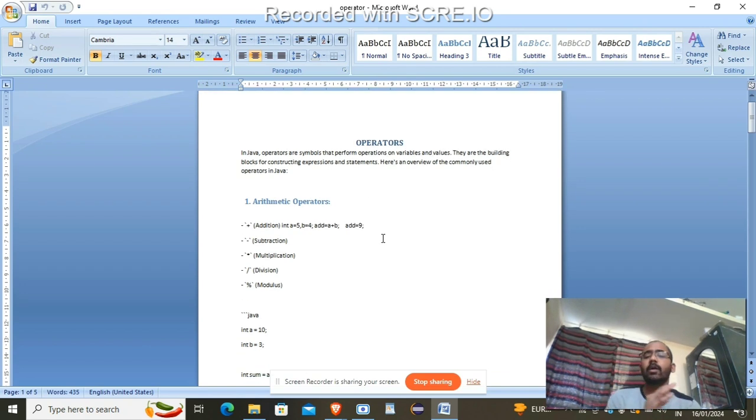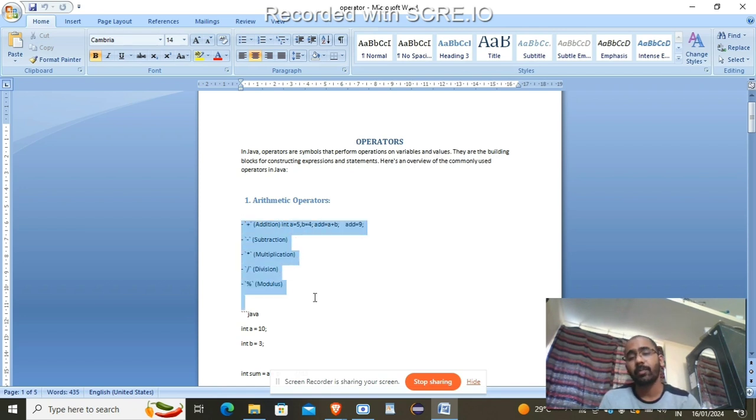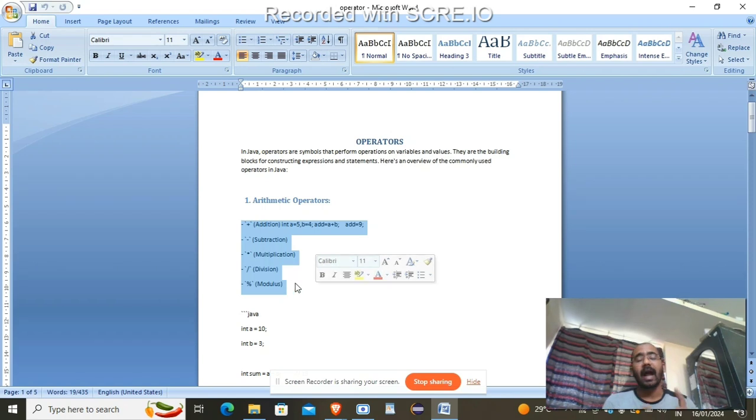In Java, there are six commonly used types of operators. The first one is the arithmetic operator. The arithmetic operator performs five types of operations: addition, subtraction, multiplication, division, and modulus. In addition, A is a variable and B is a variable. The addition A plus B is equal to 9, and I will show you the operation there.